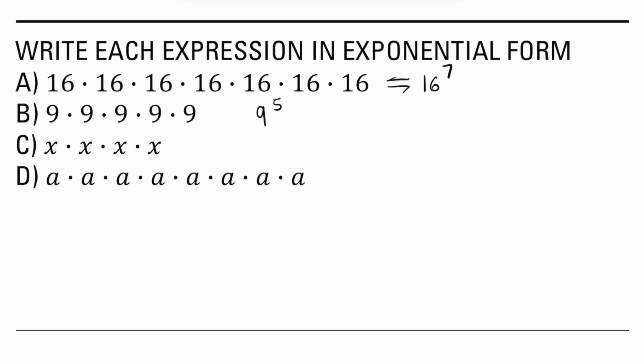So same thing for variables. Don't get frightened by the fact it's not a constant. We just look, what's the base? What's the number or the variable that's multiplied by itself? And so x is the base and 4 is the exponent. Have a go at D by yourself. I'll work through it now. So we've got A is the base and we've got 8 as the exponent.